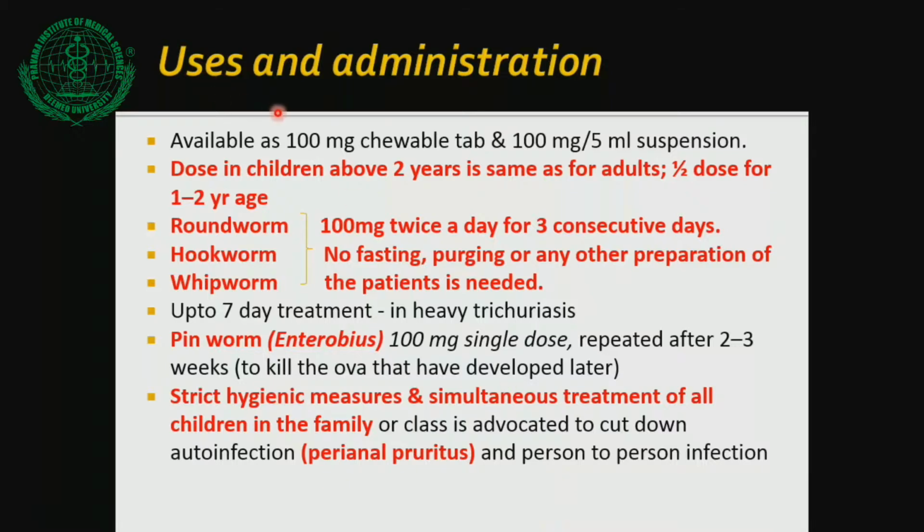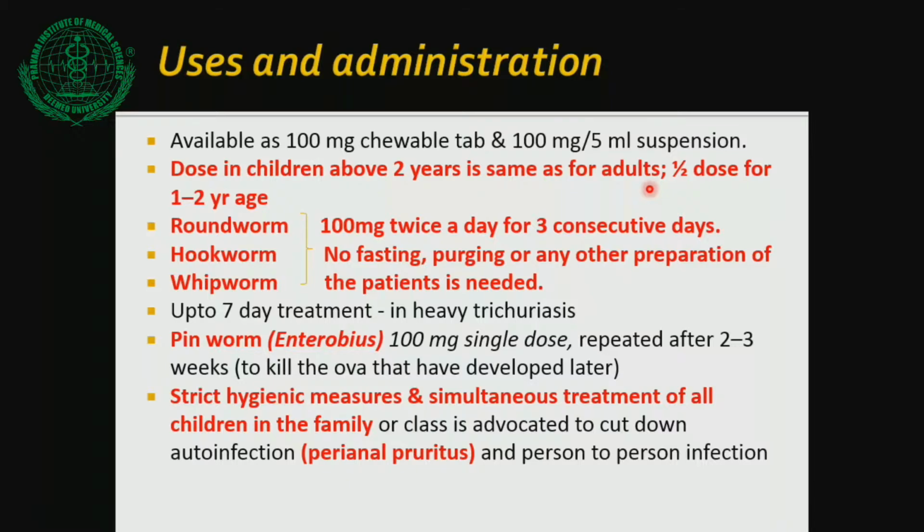Now coming to the uses and administration. Mebendazole is available as 100 milligram chewable tablets. So you can chew that tablet, and it is also available as a liquid suspension, 100 milligram per 5 ml. Now what is the dose in children above 2 years? It is the same as for adults. So this is a very characteristic thing about mebendazole.